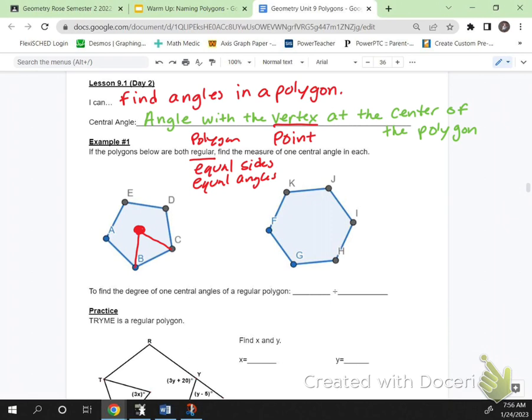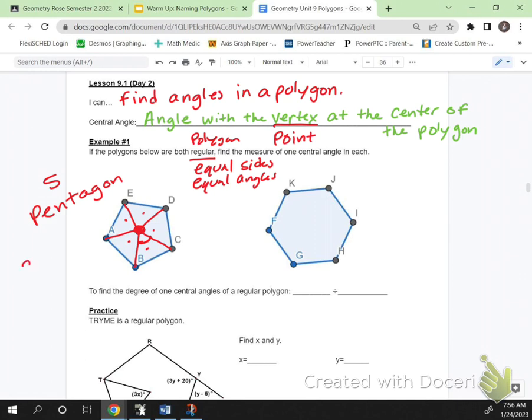How many sides are on this shape? 5. So what's the name of this polygon? A pentagon. Good to review from yesterday. There's 5, so technically, I could draw in 5 central angles. Do you see that? 1, 2, 3, 4, 5 central angles. But I just want to know the measure of one of them.